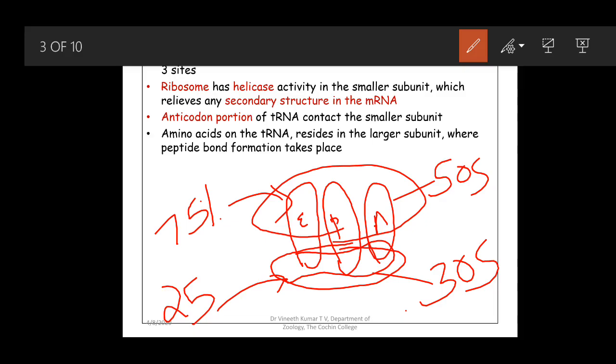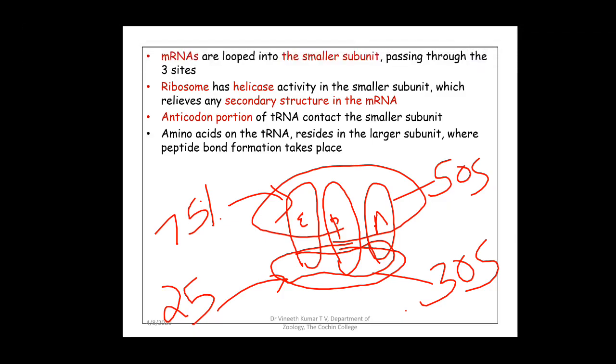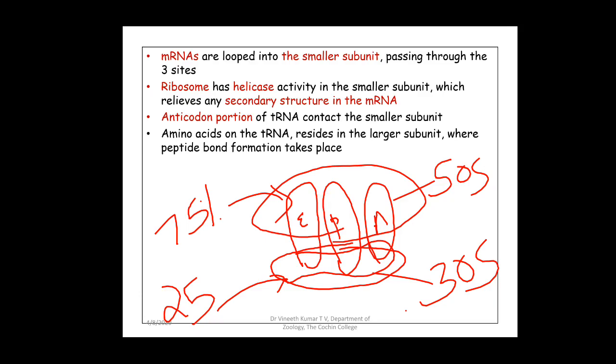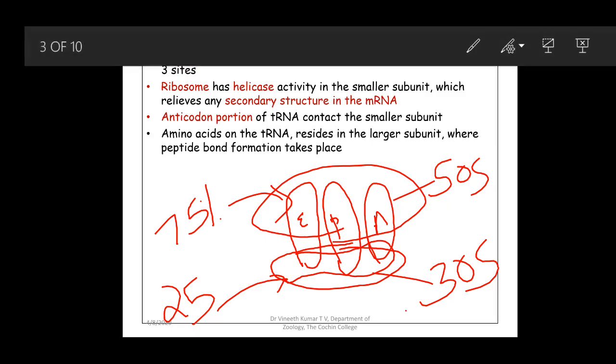So this is a general outline of the structure of the ribosome. The three sites span both the smaller and the larger subunit. Another thing is that the mRNA is looped into the smaller subunit, and it passes through these sites. Taking another color for the mRNA, it is usually looped like this, so that when it is looped into the ribosomal smaller subunit, the mRNA is positioned in and passes through these three sites.